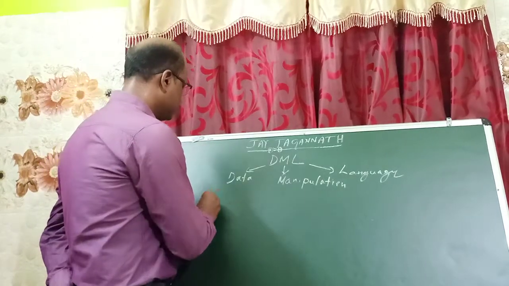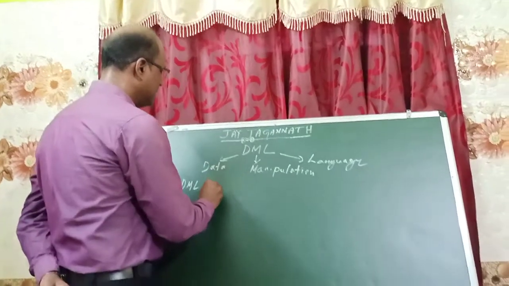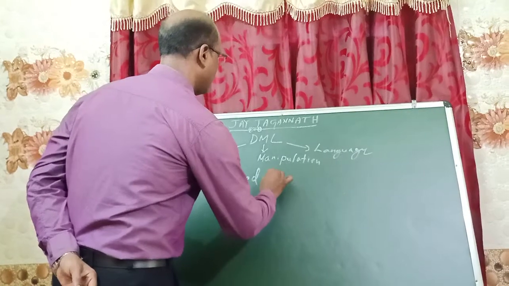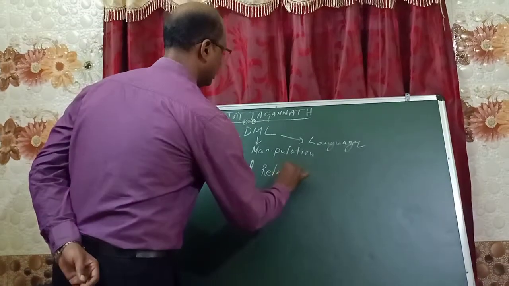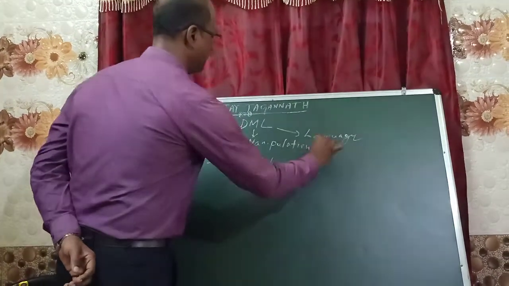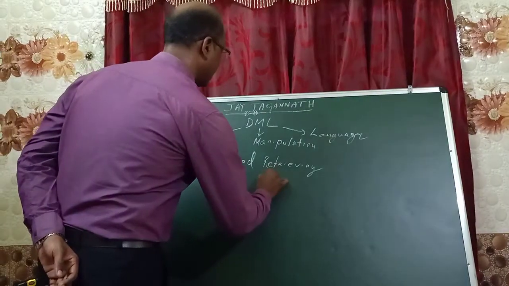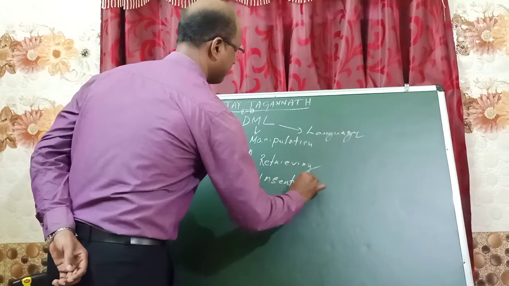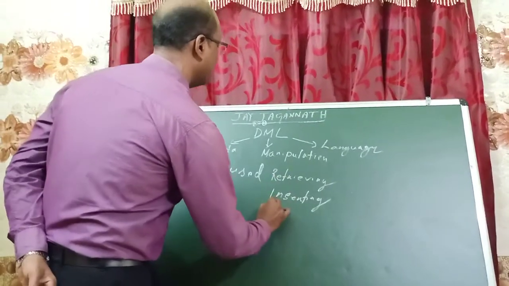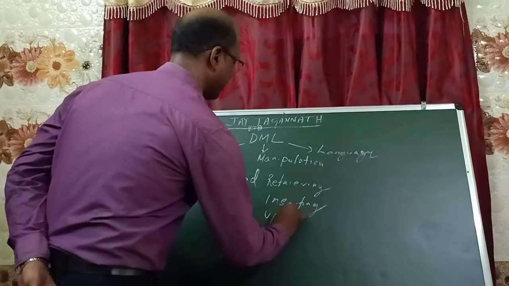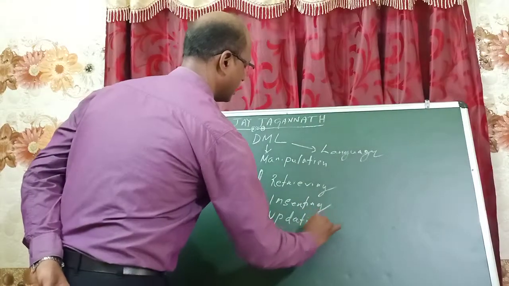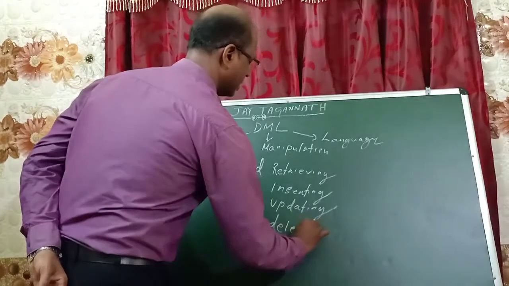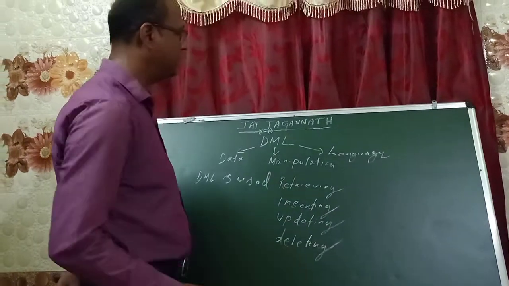DML is used for retrieving, inserting, updating, and deleting some data inside a table.